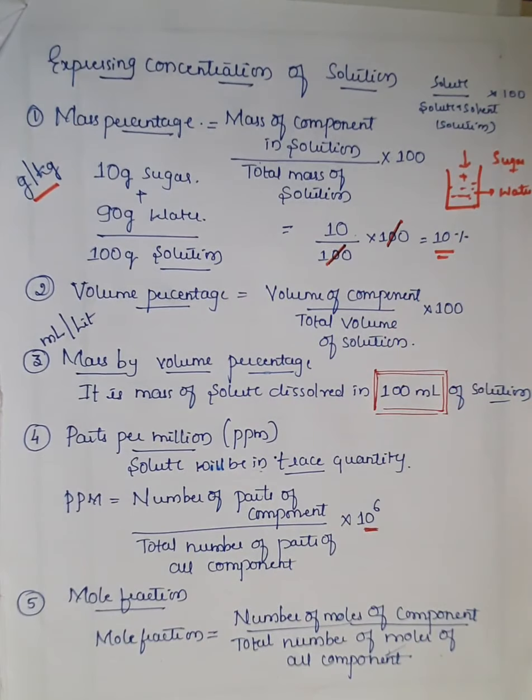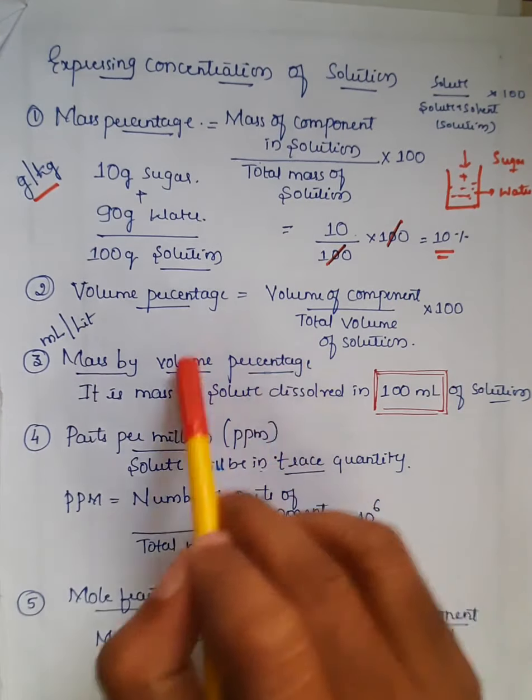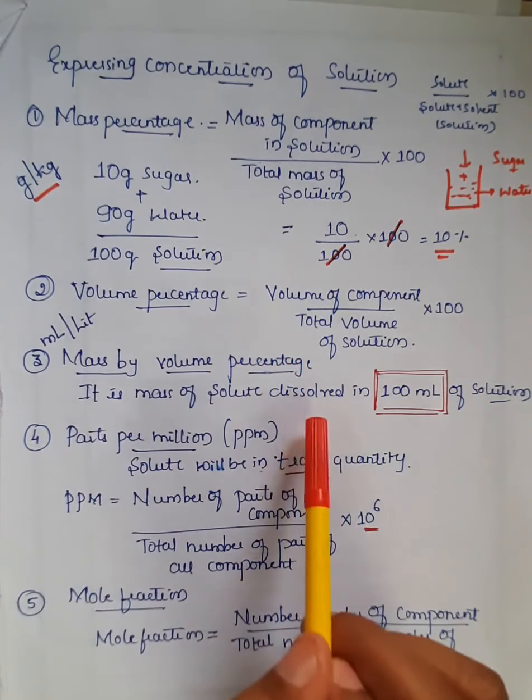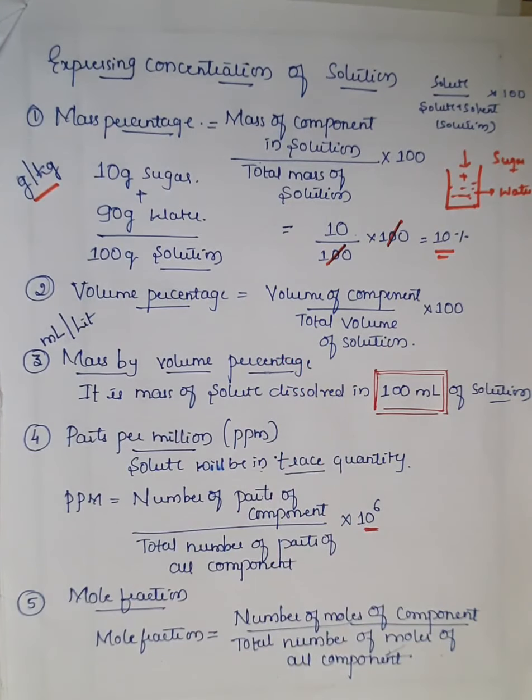And the third important way of expressing the concentration of the solution is mass by volume percentage, right? It is the mass of a solute dissolved in 100 ml of solution.